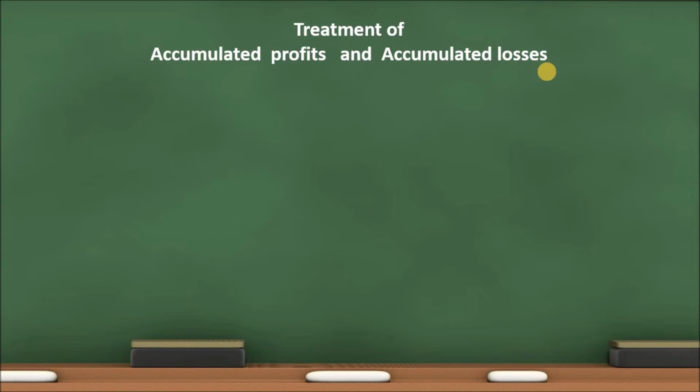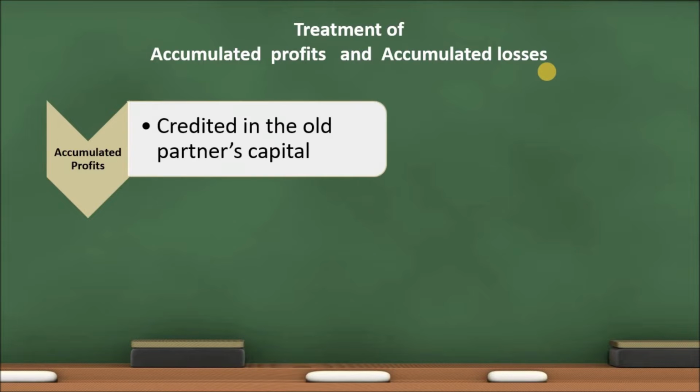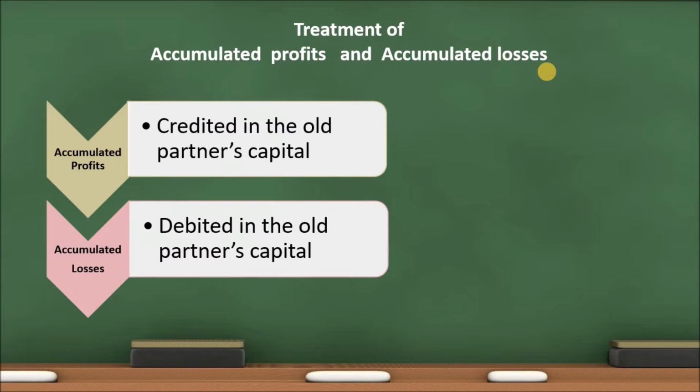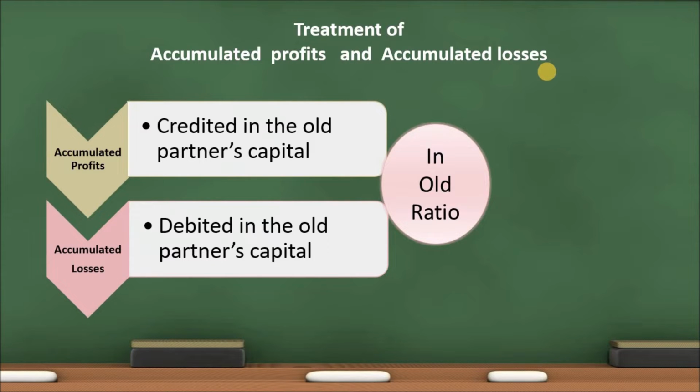Now let us see the treatment of accumulated profits and accumulated losses. Please remember that accumulated profits are credited to the old partners' capital accounts and accumulated losses are debited to the old partners' capital accounts in old ratio.